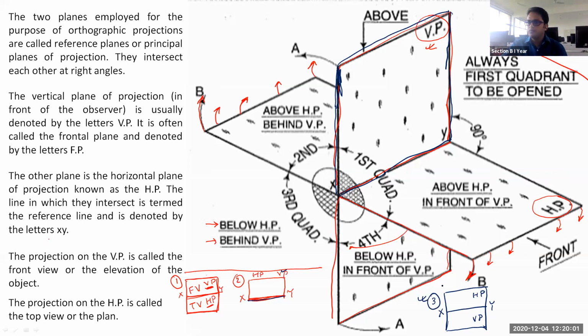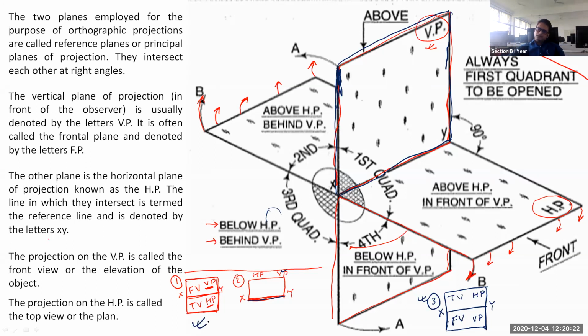So we all know that when the object is in third quadrant or wherever, top view is forming on your horizontal plane. So here your top view will come to this side and front view will come to this side.